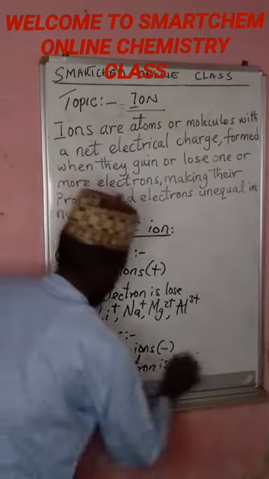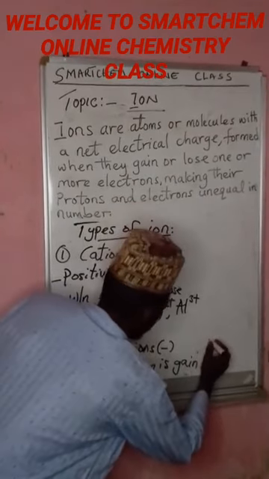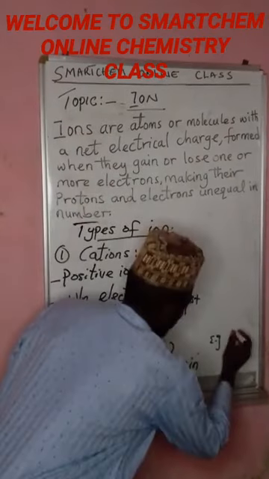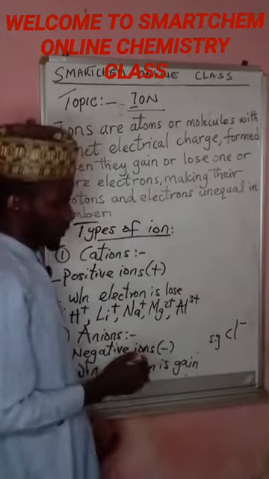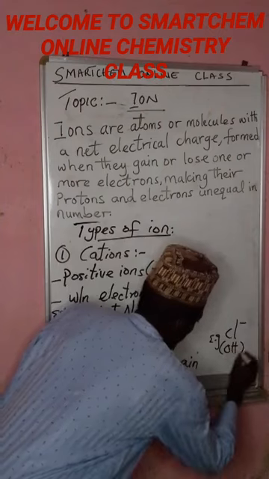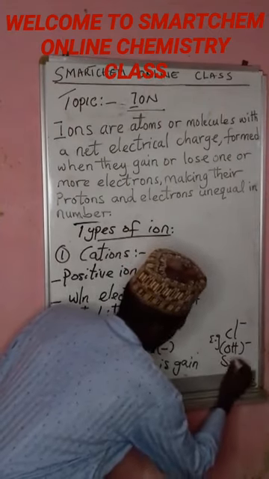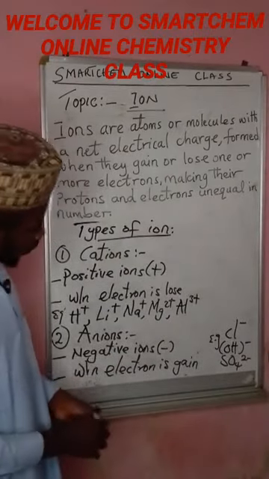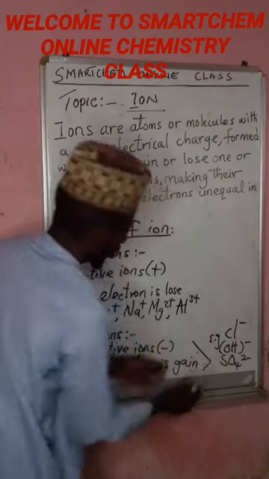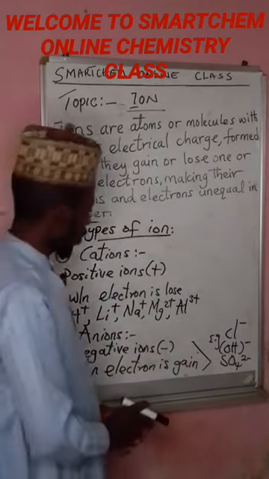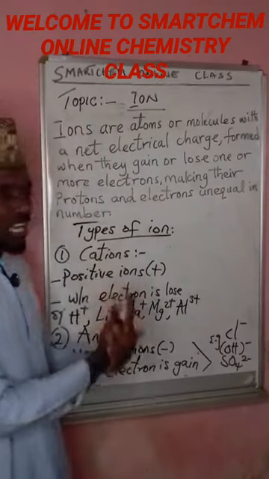Typical examples of anions are, for example, chlorine minus (Cl minus), OH minus, then SO4 2 minus. All these are examples of anions. And this is all we have for the ions.